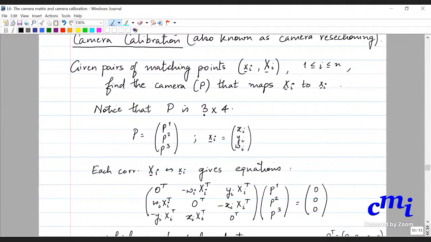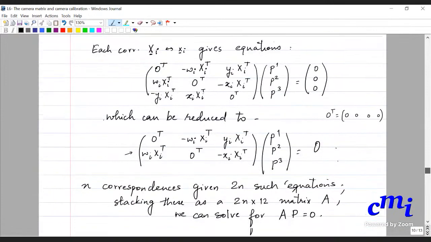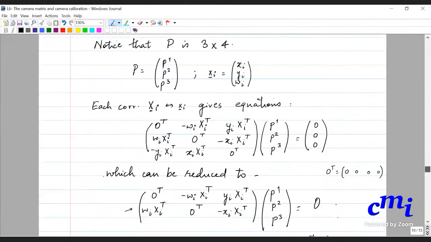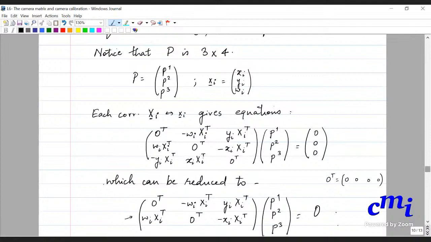All you know is that your P has to be a 3x4 matrix, so your P is going to be expressed like this. I think I should have a P1 transpose there, because this is probably the same mistake that I made last time. So I think it has to be P1 transpose, P2 transpose, P3 transpose. Modulo that one possibility, your P consists of these three rows, and each correspondence is going to give you a set of equations.